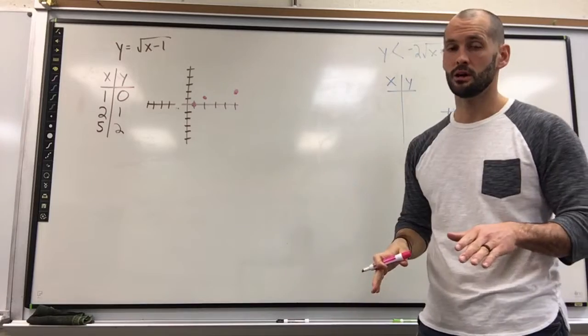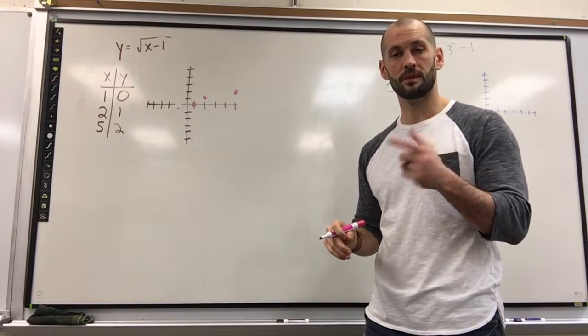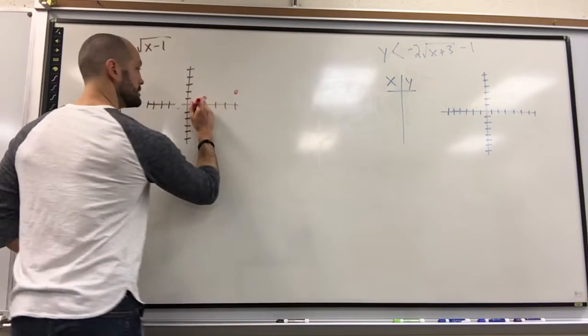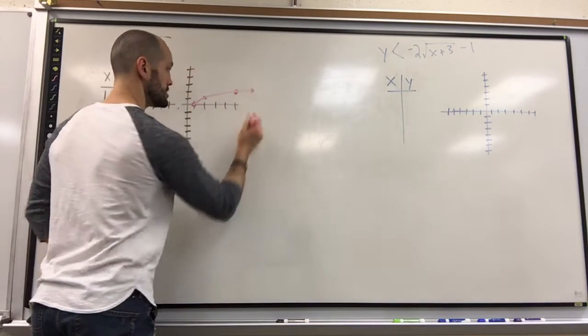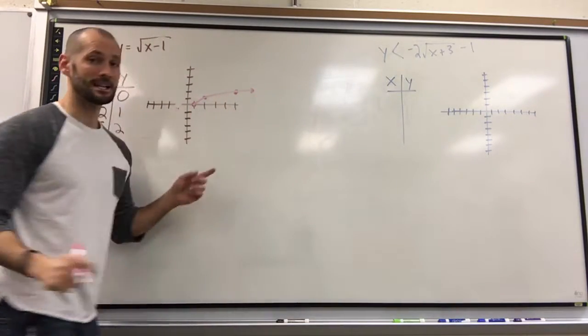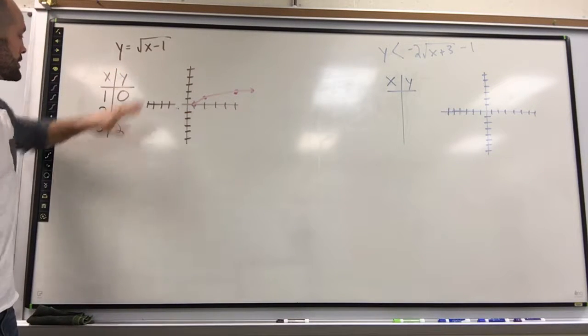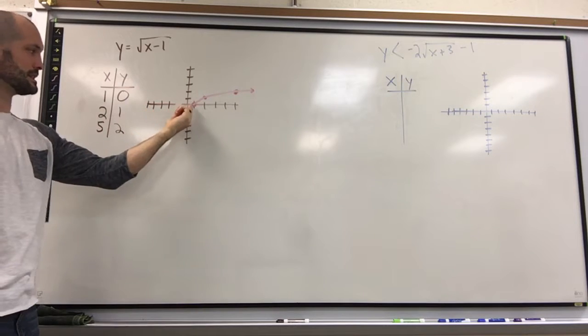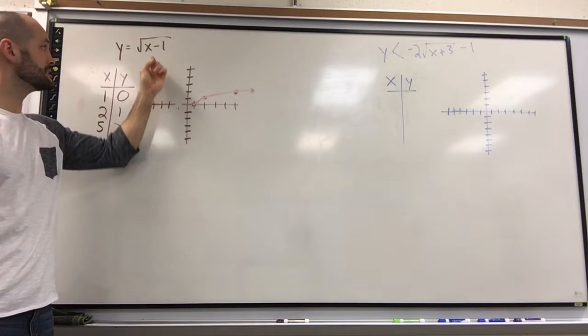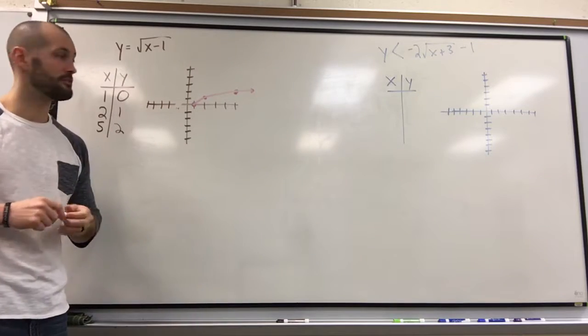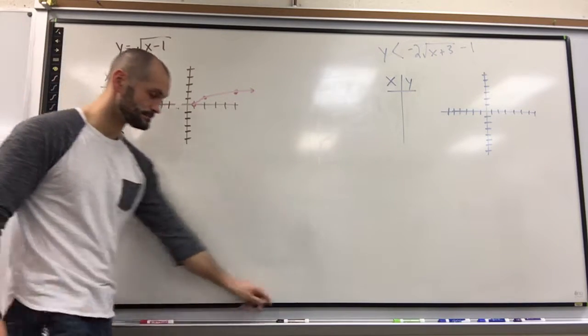Now, keep in mind, though, this is only going to have one arrow. It goes infinite in one direction. It starts here and goes off. It does not go to the left because we already established the smallest number allowed in here is 0. Well, if I picked a number to the left of 1, that would create a negative on the inside, which would not be allowed. So that is a quick way how to graph a square root function.